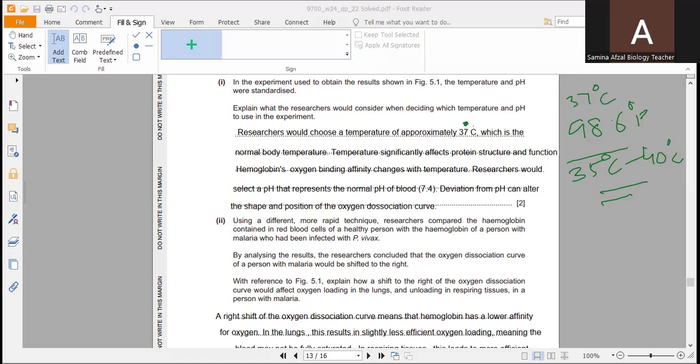Second, standardization was kept in pH. The researchers would select a pH that represents the normal pH of blood, that is 7.4, which is neutral.